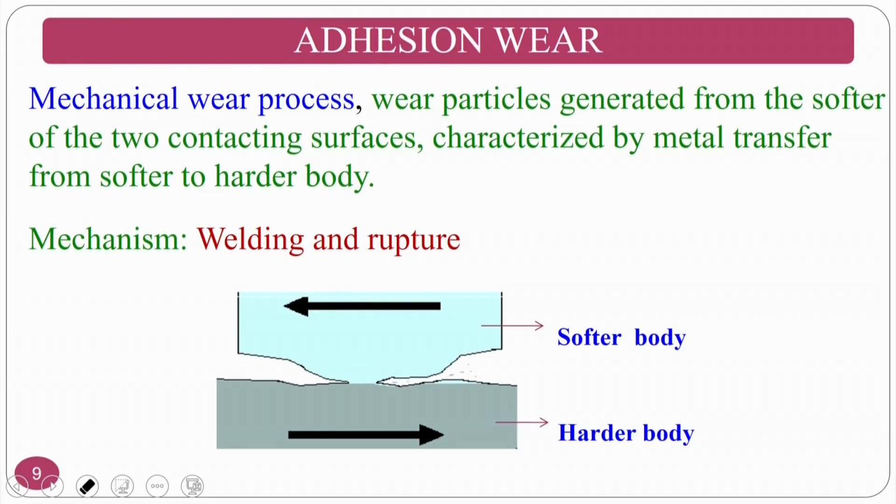So, the next one is adhesion wear. It is a mechanical wear process where particles are generated from the softer of the two contacting metal surfaces, and the mechanism is welding and rupture.